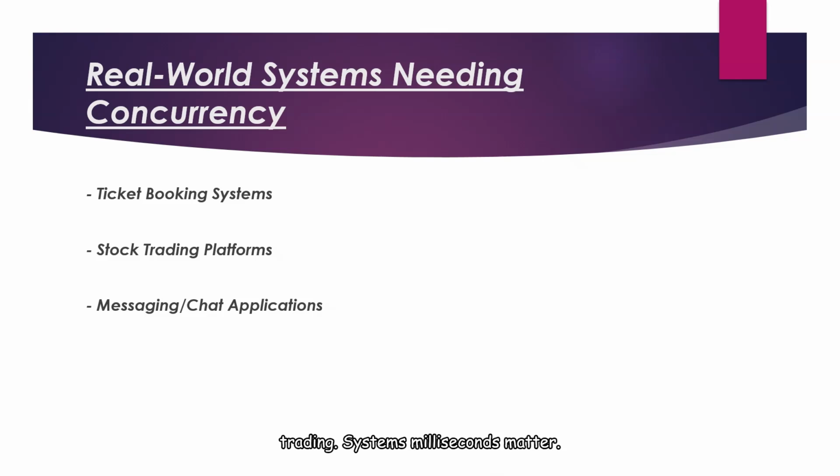In stock trading systems, milliseconds matter. Concurrent operations must be handled with utmost accuracy and speed. Messaging apps like WhatsApp manage typing indicators, message deliveries, and media uploads, all happening at the same time without blocking the user experience. Mastering concurrency prepares you to build these kinds of real-world, high-impact systems.